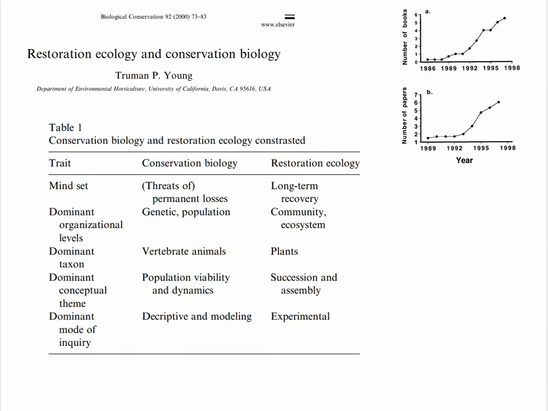Earlier, Truman wrote this paper for Biological Conservation called Restoration and Conservation Biology. It's in a conservation biology journal, and he's making several points that I'd like to highlight. First off, in the upper right, he showed that in the late 80s to early 90s you have an explosion in the literature, and the formation of societies, journals, and textbooks. But what I think is really valuable about this paper is that he contrasts conservation biology and restoration ecology thinking. In conservation biology we think of losses as permanent, whereas in restoration we think of them as something that has a long-term recovery cycle.